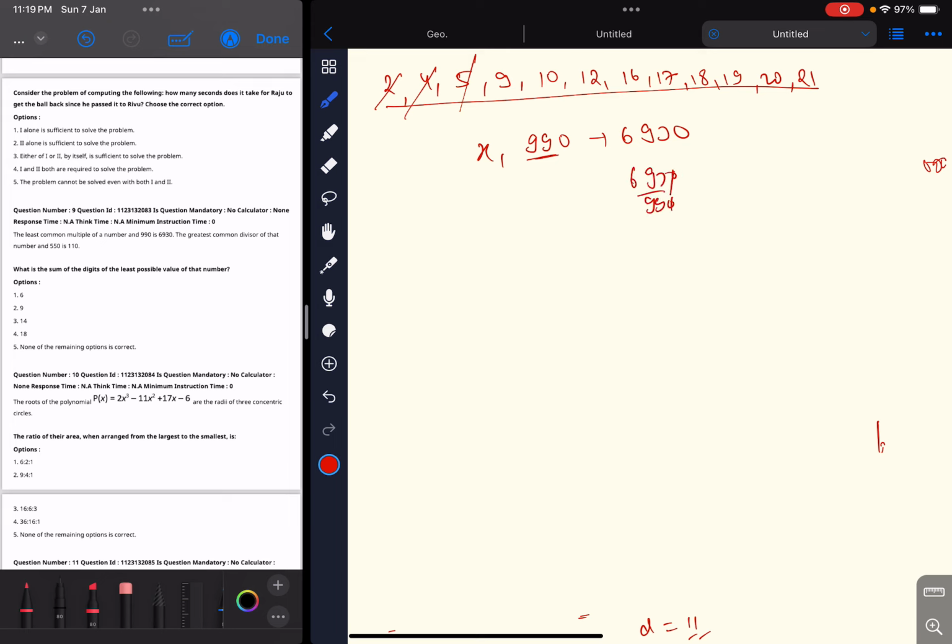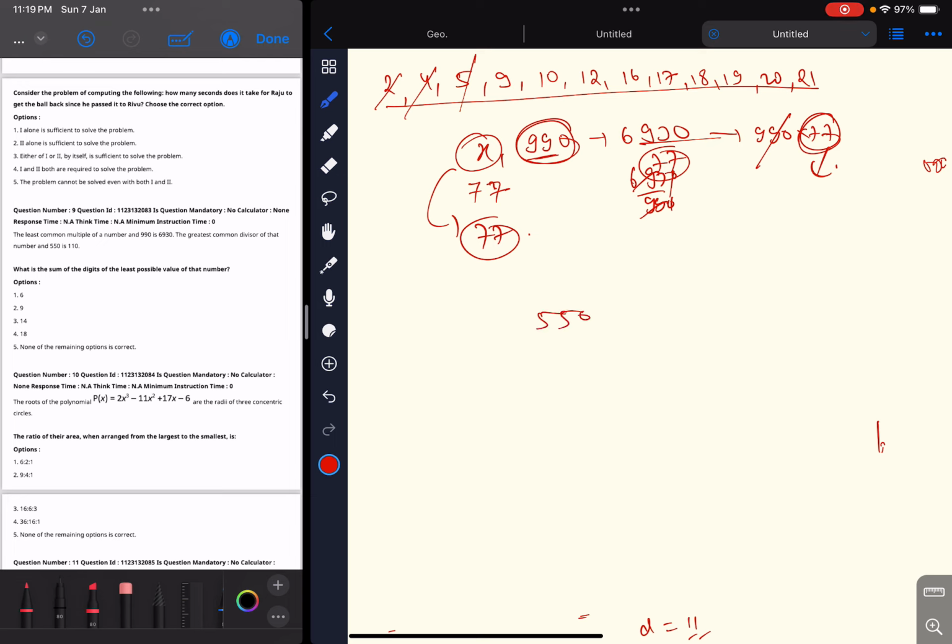Okay, so this is 7. Okay, so 77 we got. So here you can see that 6930 is made up of 990 into 77. Now since it is LCM, this is 990 we got. Now this 77 we can only get from x. To get the minimum value we will take that it is 77 only. Okay, so we got 77 over here. Next, the greatest common divisor is 550. Suppose that y and 550, the GCD, greatest common divisor, is 110.